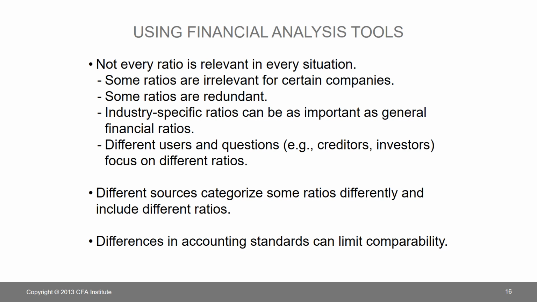Different sources include different ratios, and different accounting standards can result in different reported financials, which in turn can limit the comparability of ratios. So care should be taken with different accounting standards when you're analyzing companies that follow different accounting standards.